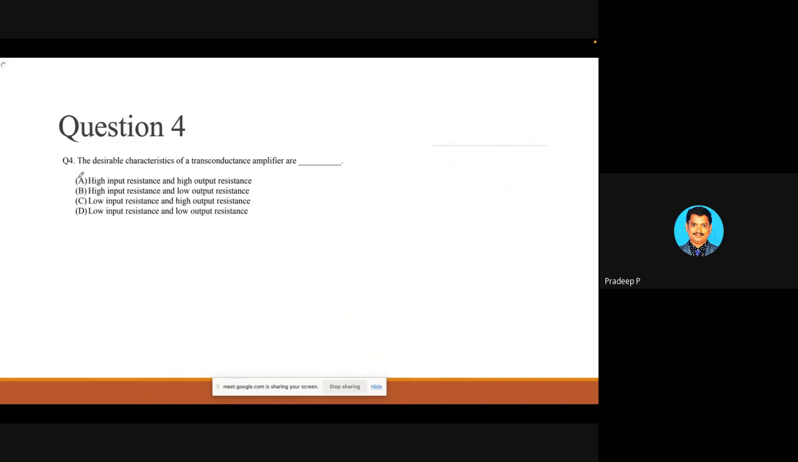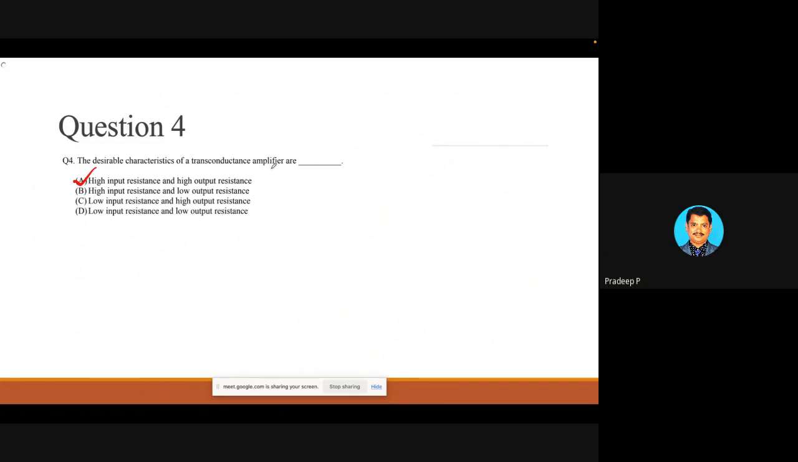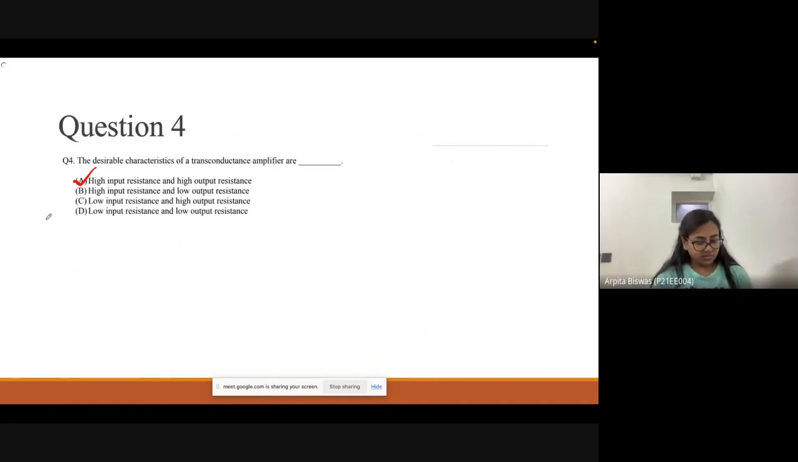Madam, both are increasing. Yes, the high input resistance and high output resistance. Can you explain a little bit about it? Yes, madam. We are taking current sampling and voltage mixing feedback amplifier, that is the transconductance amplifier. Based on the configuration, I found this. Yes, so we can give the answer.